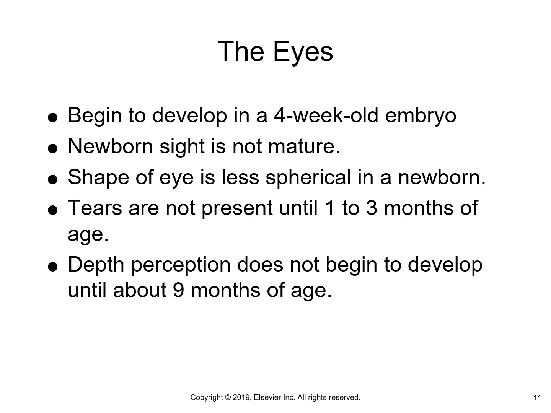The shape of the eye is less spherical in a newborn. Tears are not present until 1 to 3 months of age, and depth perception does not begin to develop until about 9 months of age. And this is why this is usually the time for children to be able to stand up and take a few steps, because of the depth perception.